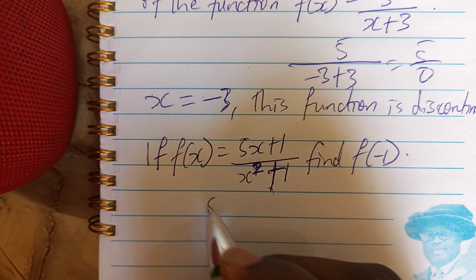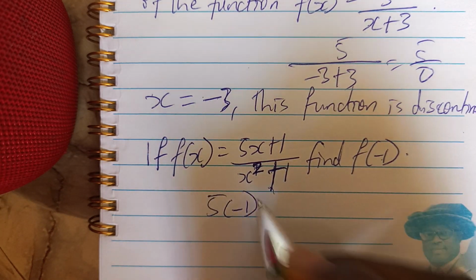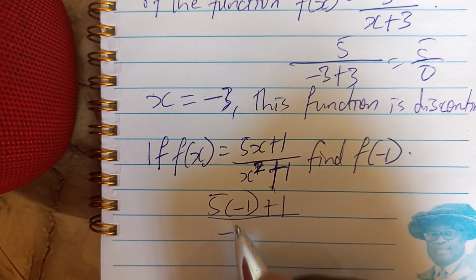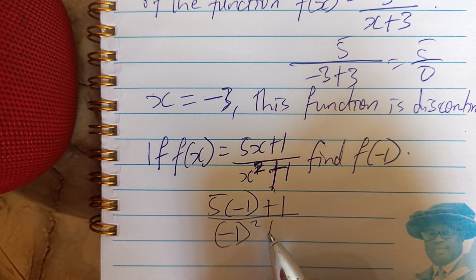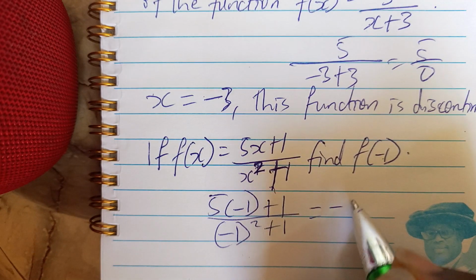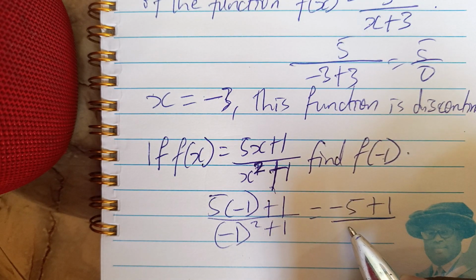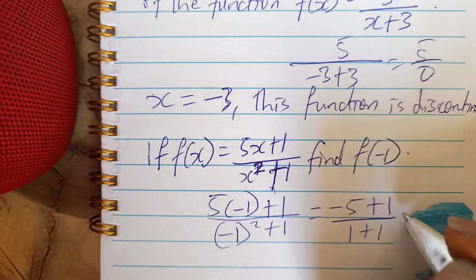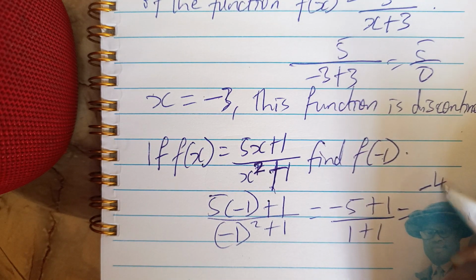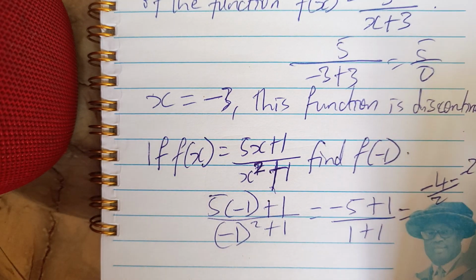Alright, so this is going to be 5 brackets minus 1 plus 1 over minus 1 squared plus 1. Alright, so this is minus 5 plus 1 over what? 1 plus 1. So this is what? Minus 4 over 2, giving us minus 2.